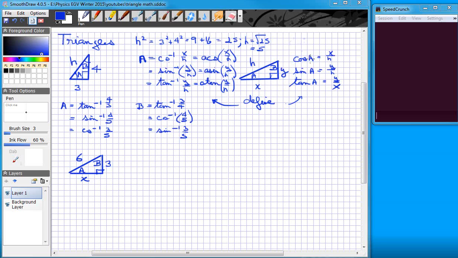So for each one of these trig functions, there's an inverse function. So if cosine A is equal to x over h, it means that A is equal to cosine minus 1 of x over h. That's sometimes written as a cos, arccosine of x over h. This is generally read as the angle whose cosine is x over h. Or one could also say that A was sine minus 1 of y over h, or the arcsine of y over h. Or it could also be calculated as the tan minus 1 of y over h.